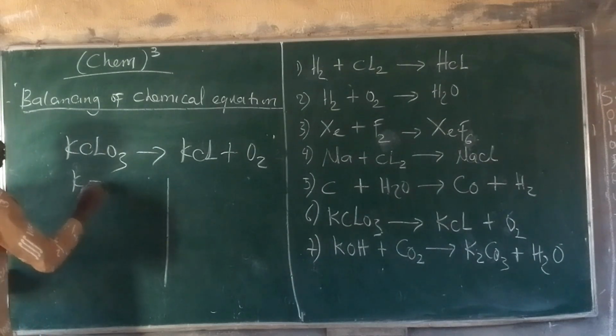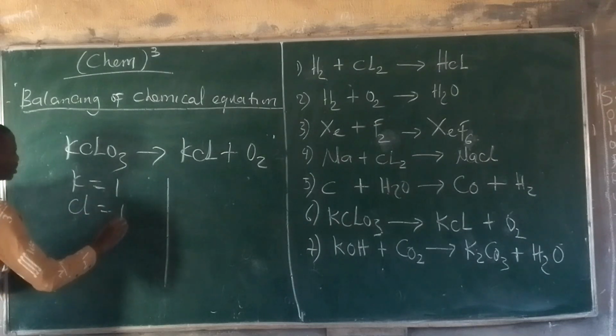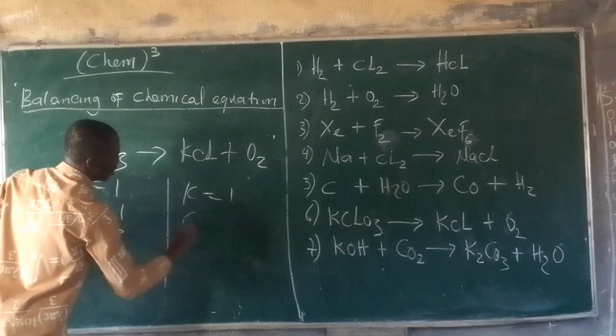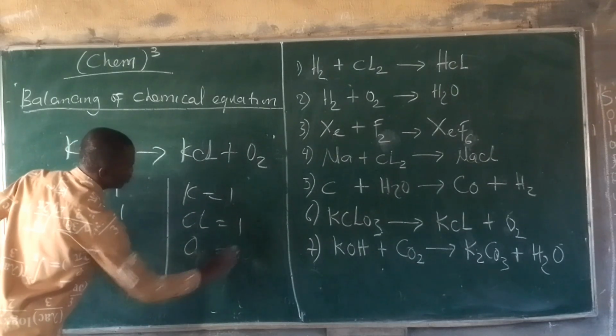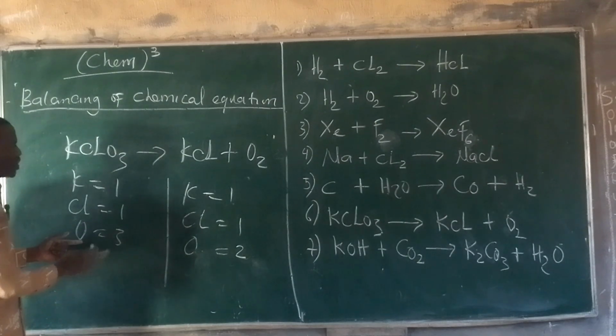Now, we have that potassium is 1. We have that chlorine is 1. We have that oxygen is 3. Potassium is 1. Chlorine is 1. Oxygen is 2. What am I going to do if I have an equation like this? Okay, now what is the problem? I have a problem with oxygen. 3 oxygen here, 2 oxygen here.